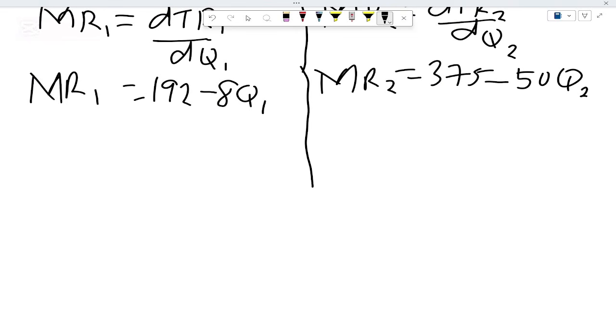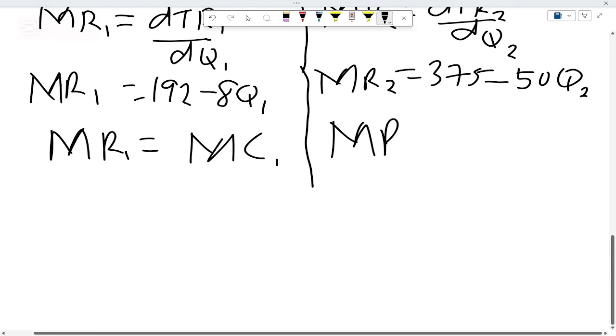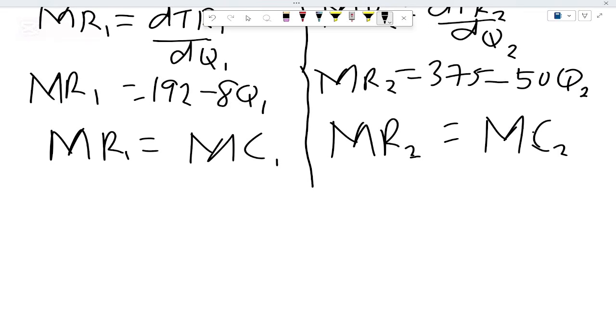and graphically established as a point where marginal cost equal to marginal revenue. Marginal cost equal to marginal revenue. So for each of the markets, this marginal cost equal to marginal revenue, or marginal revenue equal to marginal cost, as the case may be. So now we've succeeded in having the marginal revenue. So what about our marginal cost?